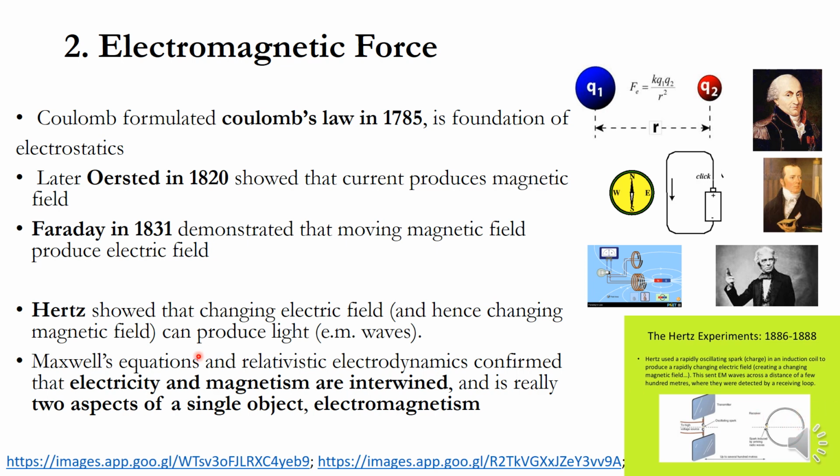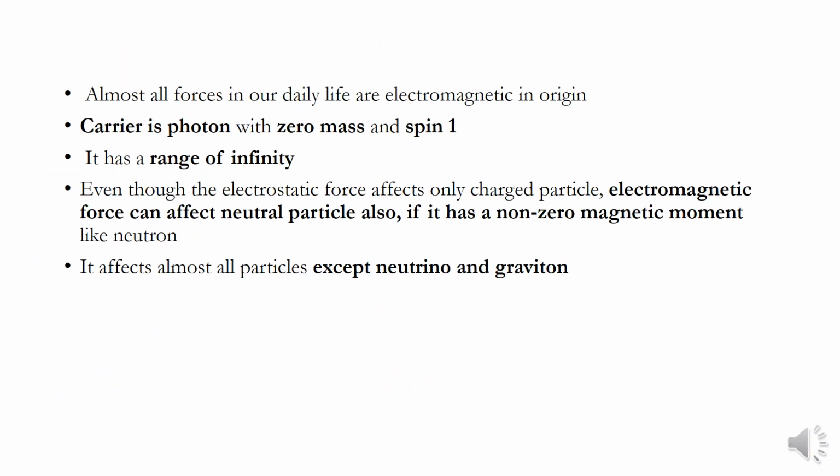Maxwell's equations, and later the emergence of relativity and relativistic electrodynamics, both confirmed that electricity and magnetism are closely intertwined, and are really two aspects of a single phenomenon called electromagnetism. Almost all forces in our daily life are electromagnetic in origin, like the frictional force.